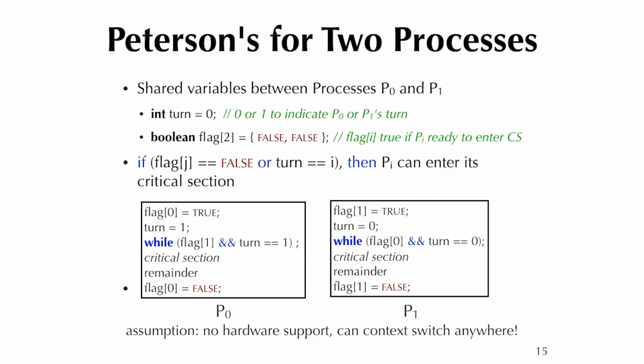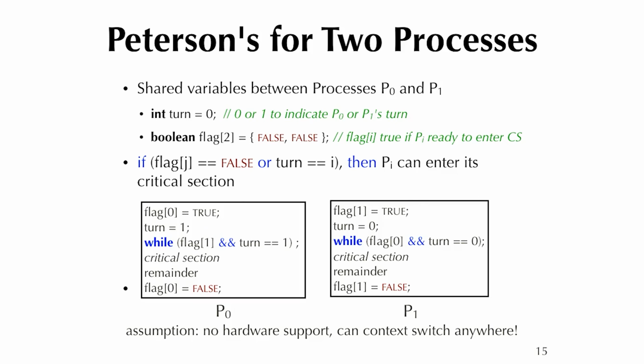If flag sub 1 is true and turn equals 1 is true, what does that mean? That means P1 is currently doing its critical section. Once it finishes, P1 sets its own flag to false, and that's what breaks the while loop for P0. Same thing, this whole thing is mirror imaged. So if P1 is out, then P0 can proceed. It drops through.